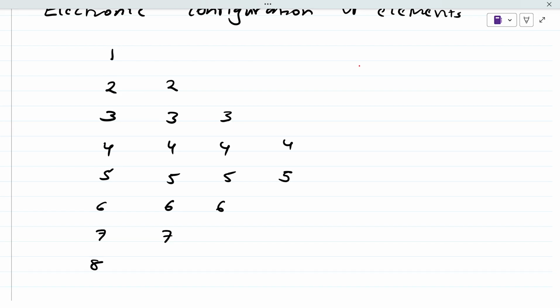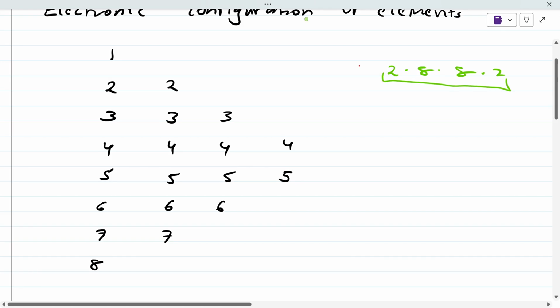The next thing that I want you to understand is, in the determination of the electronic configuration scheme by the Aufbau principle, in O level we taught you the 2, 8, 8 principle. It meant that your first shell has a capacity of 2 electrons, the second shell has a capacity of 8 electrons, the third shell like that.